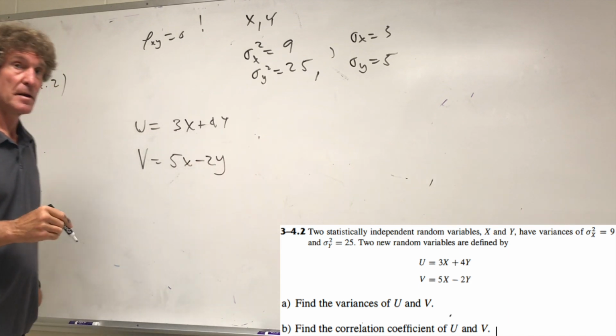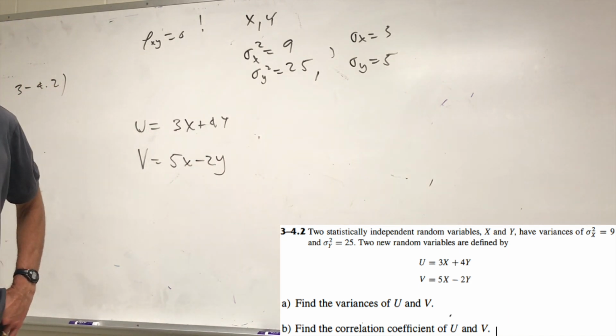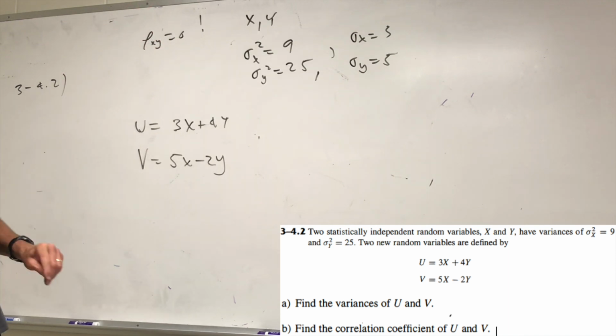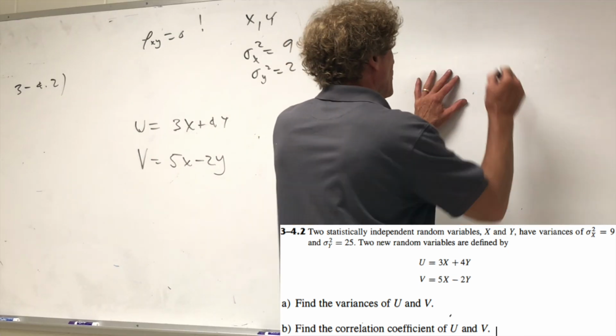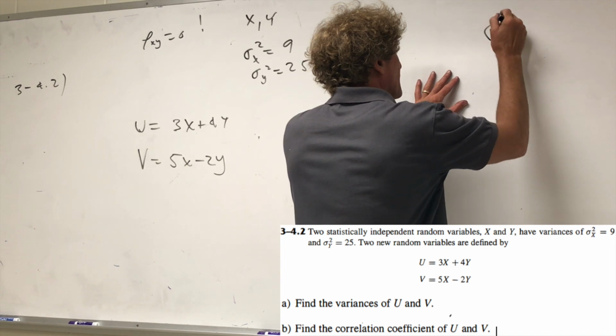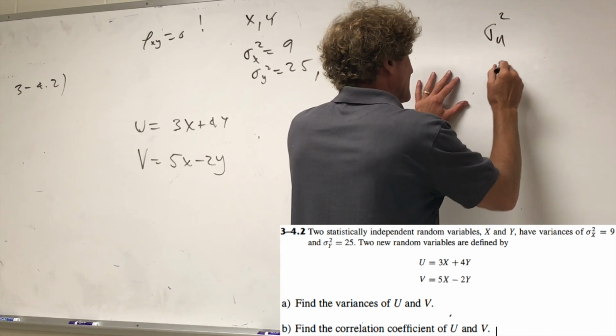With me? These are new, you're going to see something here. Now remember, those are uncorrelated, but these don't have to be uncorrelated. Maybe they are correlated. With me? So what's the first thing? They want the variance of u and the variance of v.